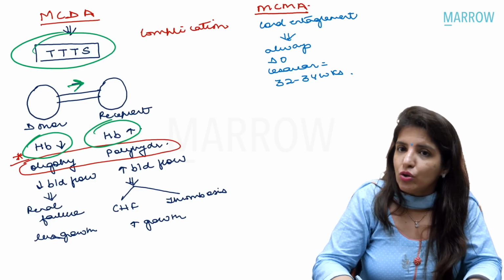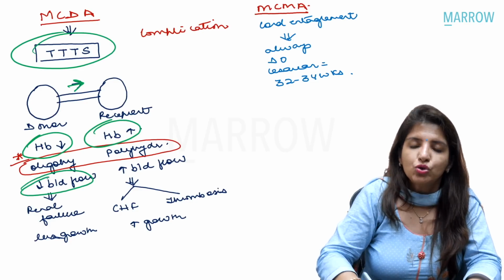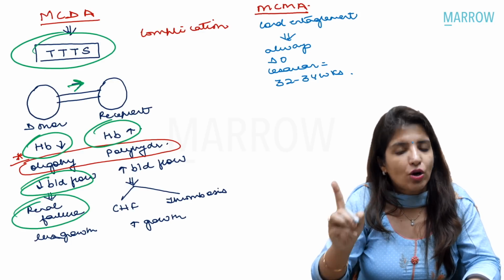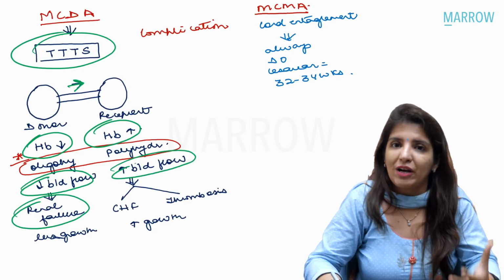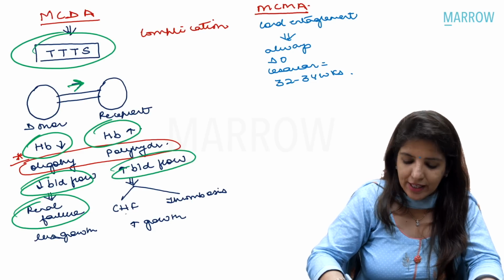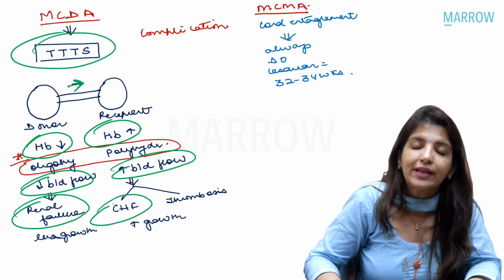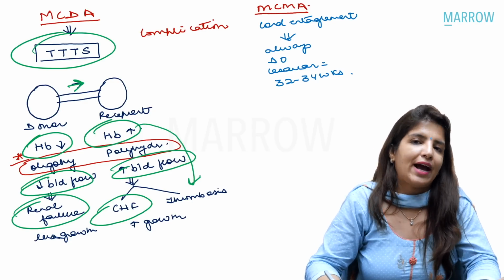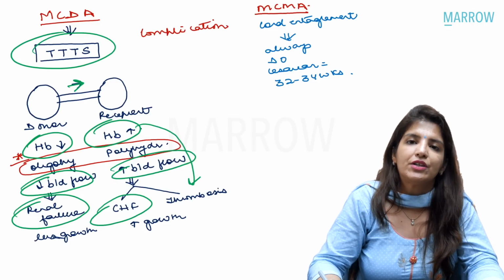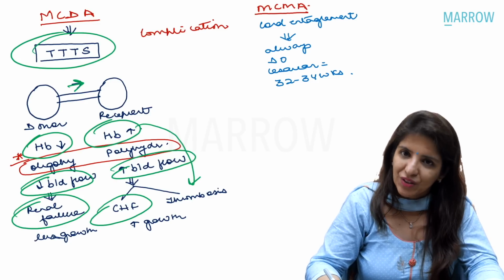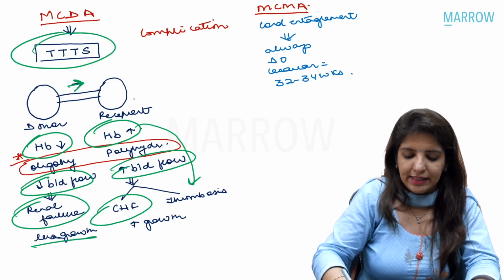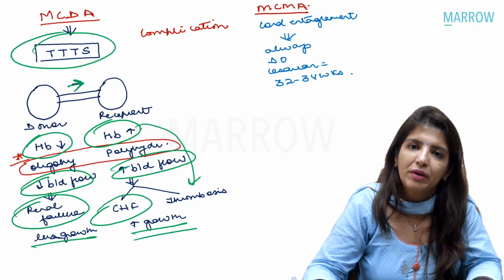Now, because in the donor twin there is decreased blood flow, it can lead to complications like renal failure. In the case of the recipient twin, there is increased blood flow, and increased blood flow can lead to congestive heart failure. Because they have more hemoglobin and more blood flow, there are increased chances of thrombosis, right? Then in the case of the donor twin, the growth will be less. In the case of the recipient twin, growth would be more.